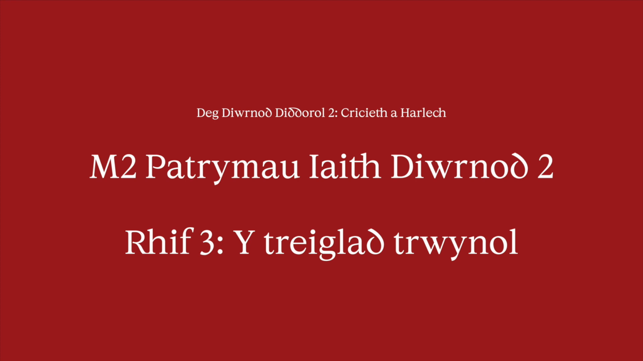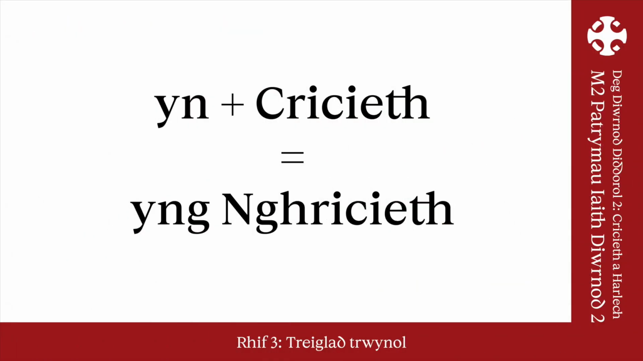Number 3. Treiglad trwynol. Nasal mutation. The nasal mutation is the second of 3 mutations in Welsh. The letters t, c, p, b, d and g can take a nasal mutation, but in these units you only use it with the letter c.